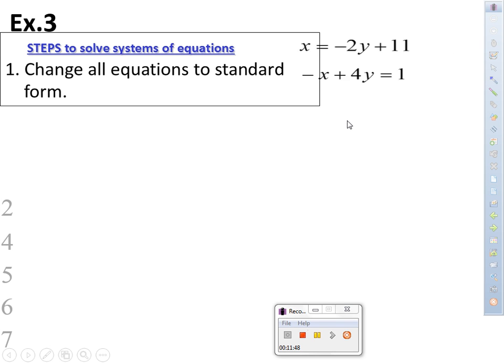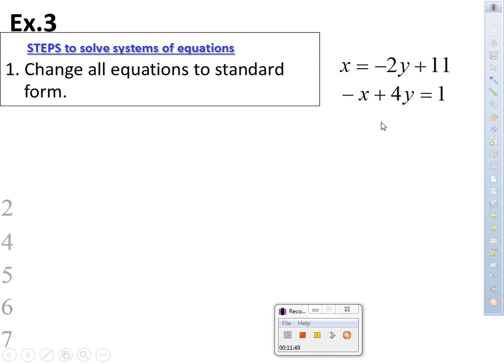Example 3. Here's a system. x equals negative 2y plus 11, and negative x plus 4y equals 1. Just copy it, and I'll do the first step with you. So as you're copying it, look at it, enjoy it, admire it, analyze it, and think, what's so specific about this system? Noemi.